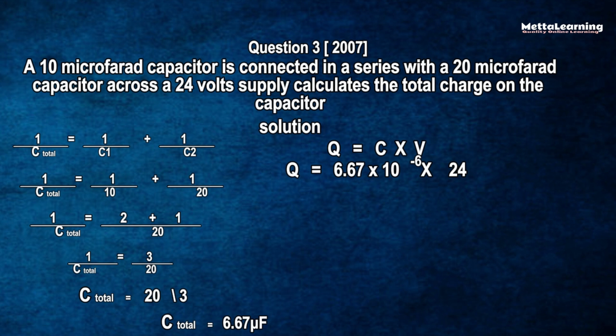So when we multiply this together, we have 160 times 10 raised to the power minus 6 coulombs, which we can further rewrite as 160 microcoulombs as our final answer.